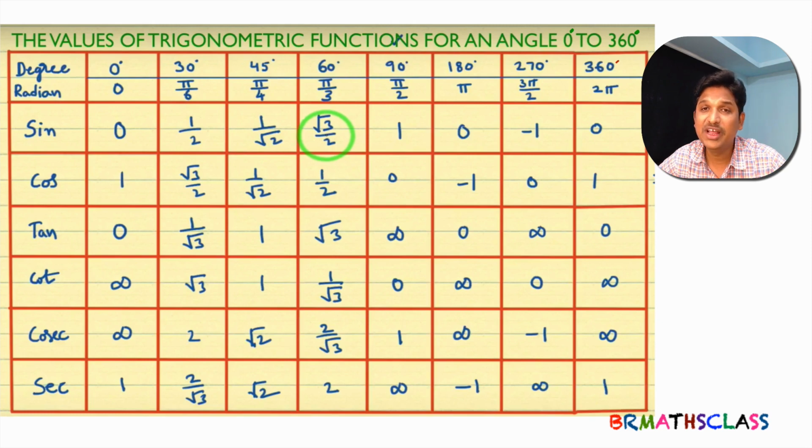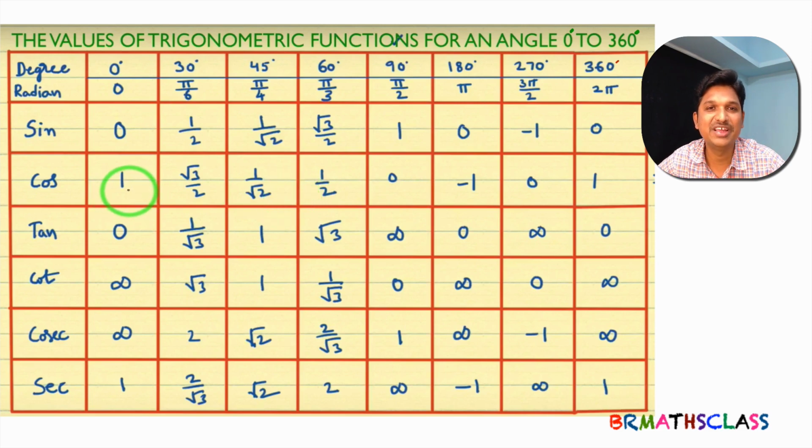Now, when you learn the first one, the second one also needs no memorizing. It comes reverse of this. You see, 1, root 3 by 2, 1 by root 2, 1 by 2, 0. But however, it is a good idea to memorize these values.